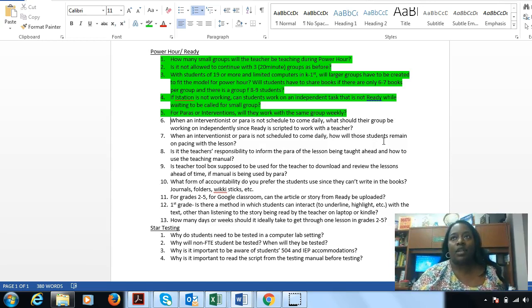So for instance, whether you're meeting with two groups a day, because all teachers will meet with at least two groups per day. And if you have your paraprofessional or interventionist for a whole hour, then they may be able to meet with two groups. I would keep those consistent for the week. I don't see the point in messing that up with you go to this person each day.